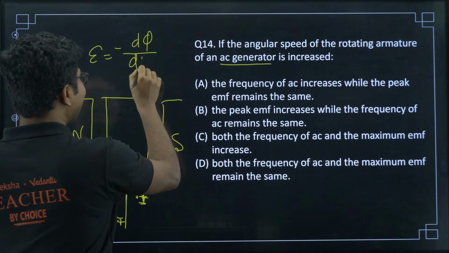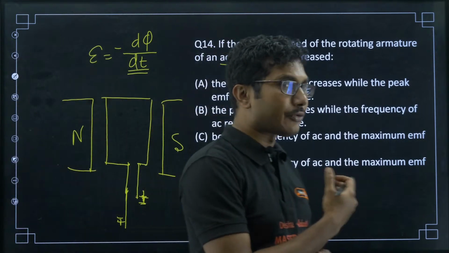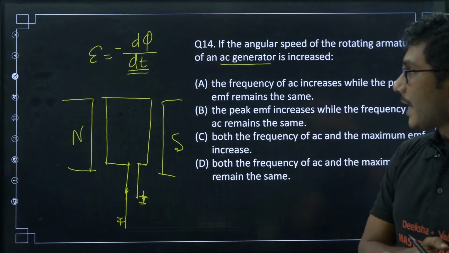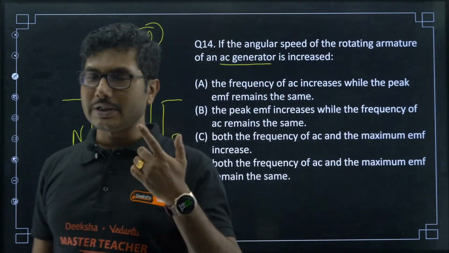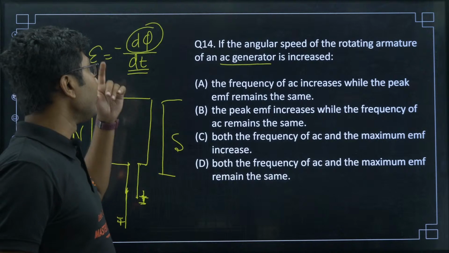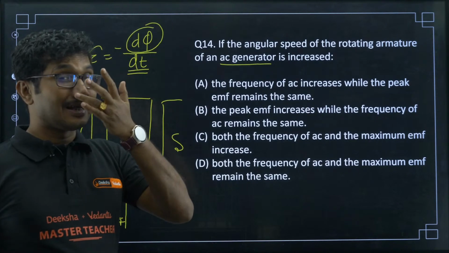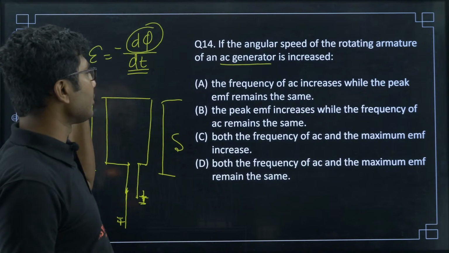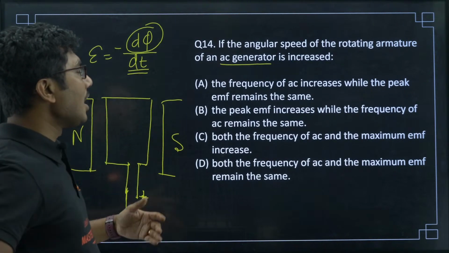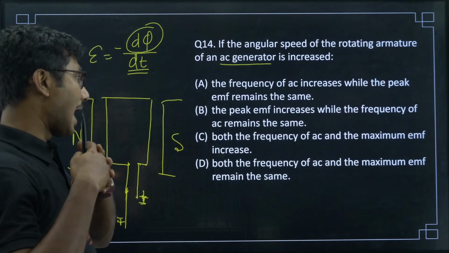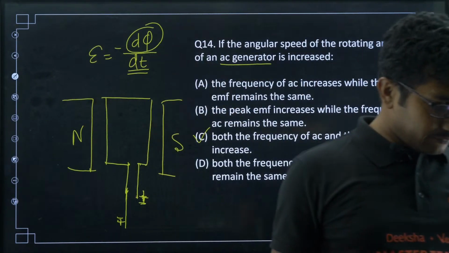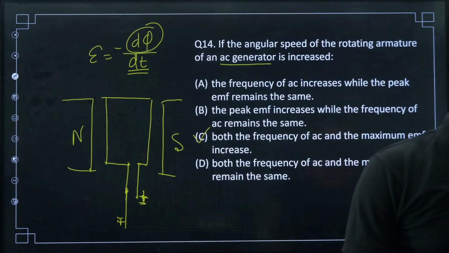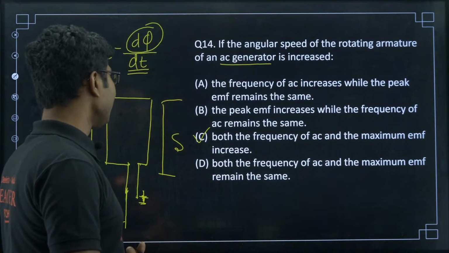dt is reducing because you have increased the rotational speed. Now it is taking less time for the same amount of change. The change in d phi is not changing, that is why the question is interesting. So even though d phi is constant, dt is reducing, that is why the frequency of AC and the peak EMF both increase. So option C is the correct answer. Let's see 14C, Pradeep C also for 14C. Yes, 14C is the correct answer for this question.